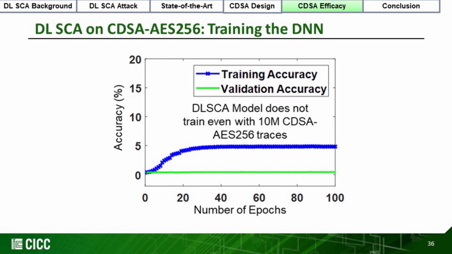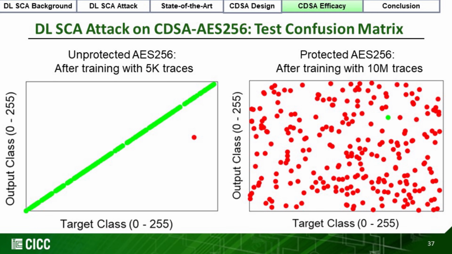Even after 10 million traces are fed to the deep neural network, it does not learn the leakage patterns, and the validation accuracy remains close to a random choice, which is 1/256 or 0.3%. The figure on the left shows the confusion matrix for the unprotected AES-256, where we see that more than 99% of the test traces are classified correctly.